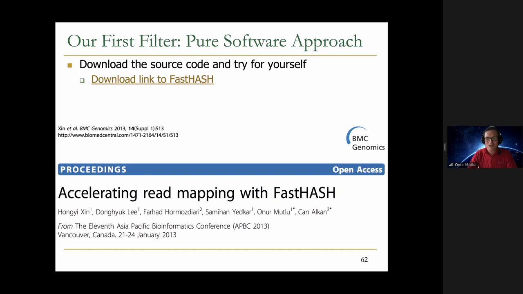I'm going to start with the first filter that we have designed, because we're going to do filtering so that we don't do these costly edit distance computations. The idea is that you could do this filtering very, very quickly. If you can, you can quickly answer the question, oh, this read is not going to match this location, so don't even bother doing the edit distance computation. Of course, this filter has to be very quick. If this filter takes a long time, then you're really doing the wrong thing. This is the first filter that we developed. We call it FastHASH.